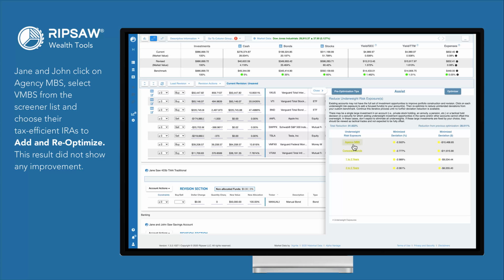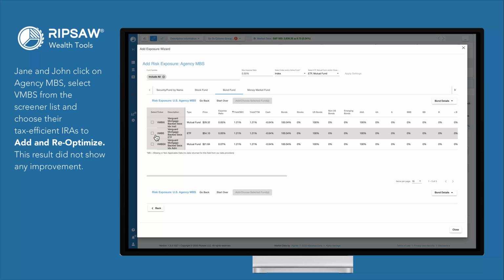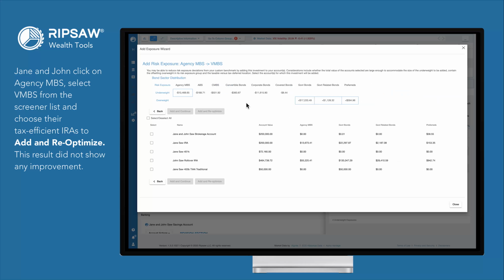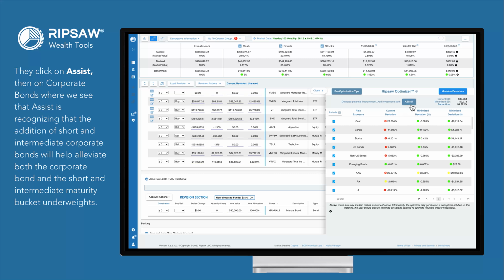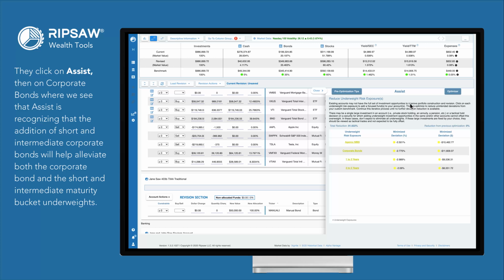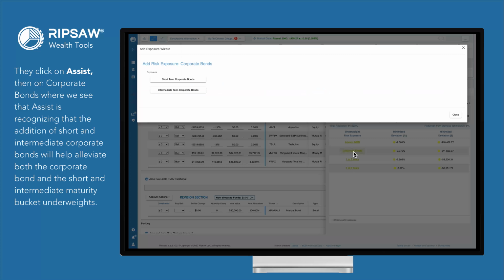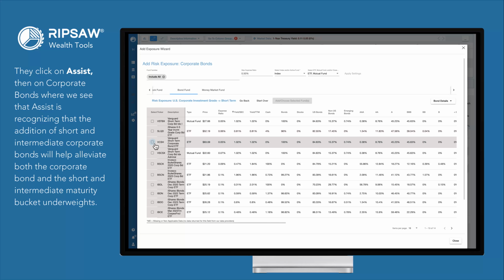Jane and John click on Agency MBS, select VMBS from the screener list, and choose their tax-efficient IRAs to add and reoptimize. This result did not show any improvement. They click on Assist, then on Corporate Bonds, where we see that Assist is recognizing that the addition of short and intermediate corporate bonds will help alleviate both the corporate bond and the short and intermediate maturity bucket underweights.